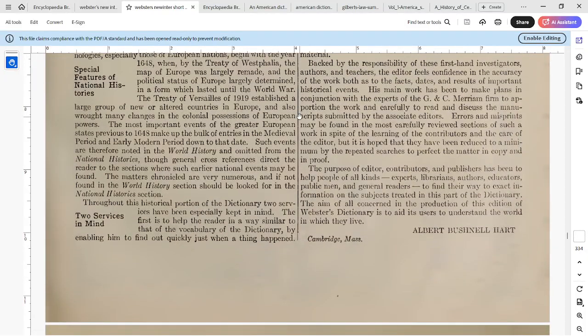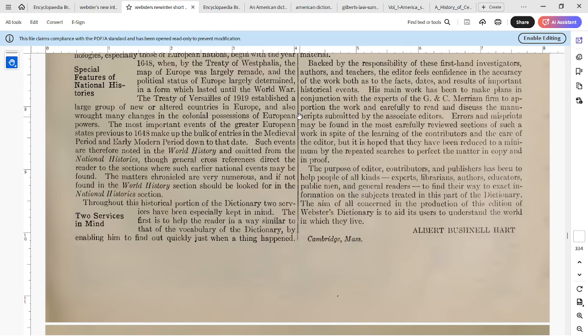The Treaty of Versailles of 1919 established a large group of new or altered countries in Europe and also wrought many changes in the colonial possessions of European powers. The most important events of the greater European states previous to 1648 make up the bulk of entries in the medieval period and early modern period down to that date.